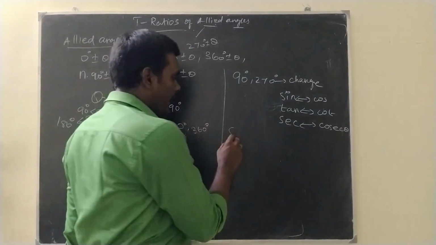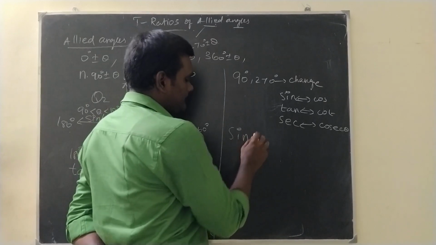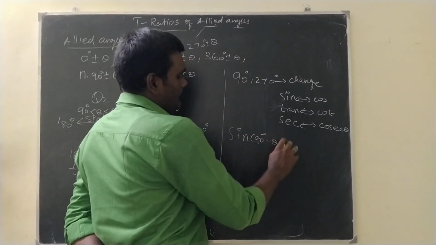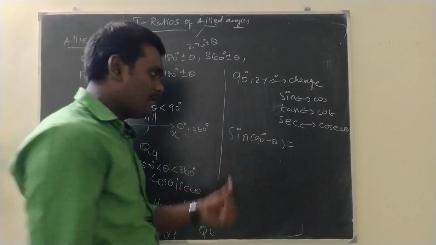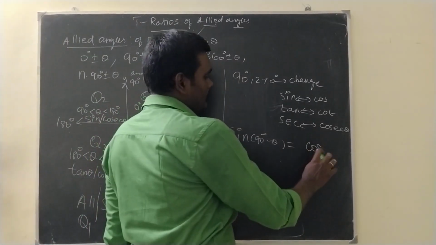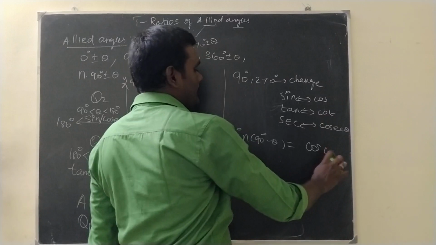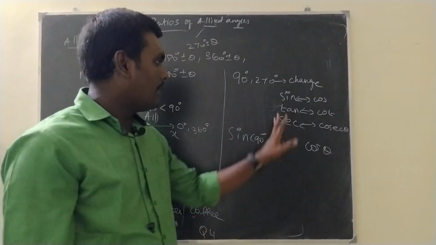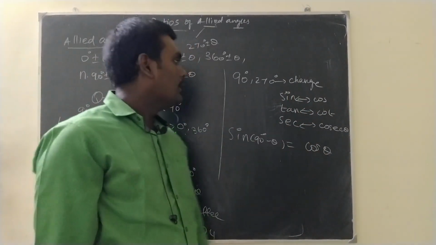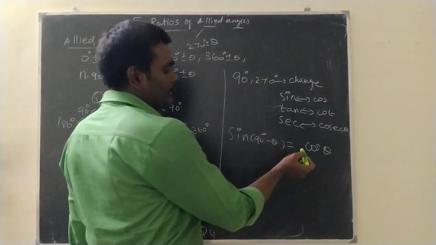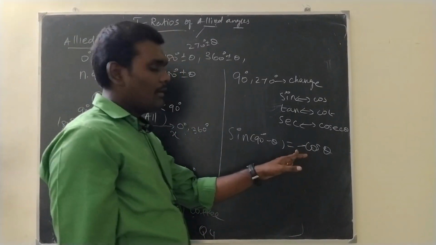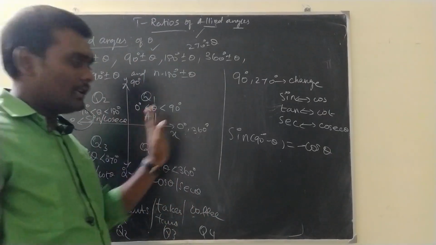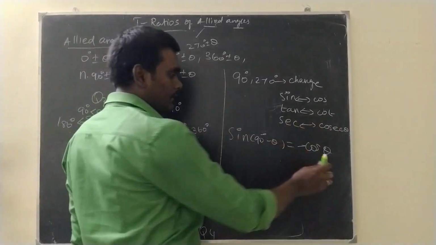You remember sine of 90 degree minus theta. What is that? 90 is part of the allied angle, so there will be a change. So cos theta will come. Also, the sign: actually the formula has a negative sign, right? For that we will be looking into the quadrants. That part will come later. For example, I said, okay.